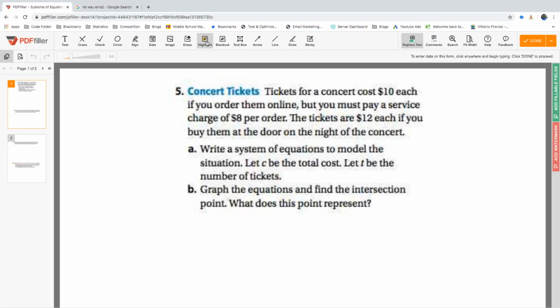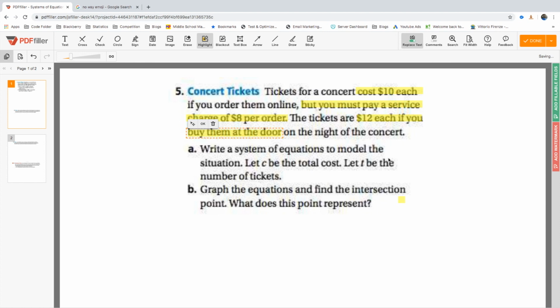Well, we see that tickets for a concert cost $10 each if you order them online, but you must pay a service charge of $8 per order. The tickets are $12 each if you buy them at the door on the night of the concert. Write a system of equations to model the situation, let C be the total cost, and let T be the number of tickets. Graph the equations and find the intersection point. What does the point represent?